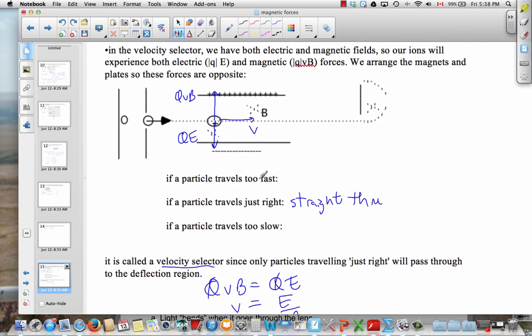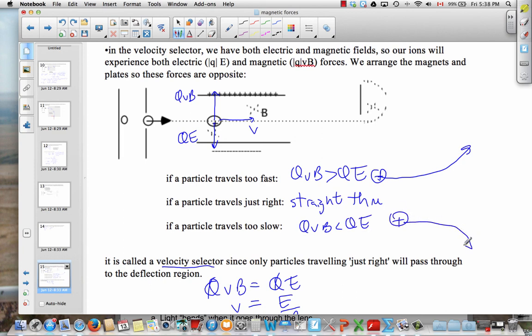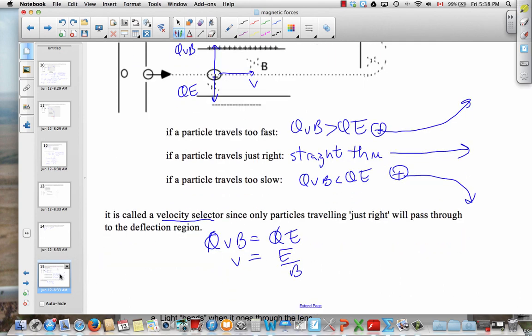Now, if the particles are going too fast, then that means the velocity-dependent force will win. And for the positive particle, it would be deflected up like this. So the magnetic force would win. If the particle's traveling too slow, then the QVB force will be less, the electric force will win, and the particle will deflect like that. But only for that selected velocity does the particle go straight through, and that's the selected velocity right there.